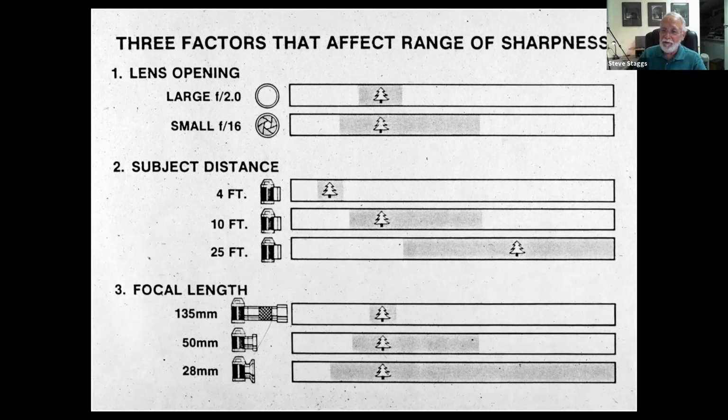And then the third thing that affects depth of field is the focal length of the lens you're using. As you can see in this, a 135 millimeter telephoto lens gives us shallow depth of field. A normal lens gives us greater depth of field, and the wide angle gives us even more depth of field.